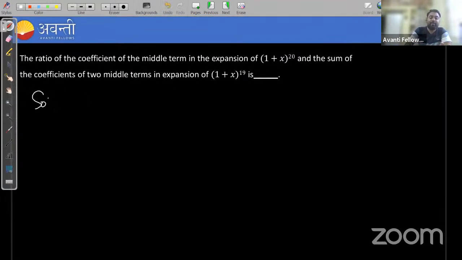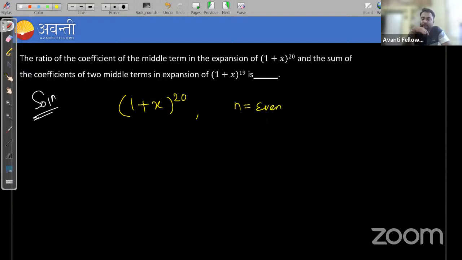How can we solve it? The solution is this way. The first expansion is given as (1 + x)^20. So here n is given as even. So what is the middle term of this expansion? The middle term will be the (n/2 + 1)th term, that is 20/2 + 1, the 11th term. The 11th term will be the middle term of the given expansion.